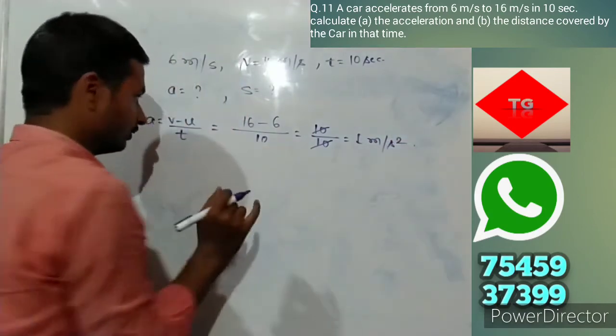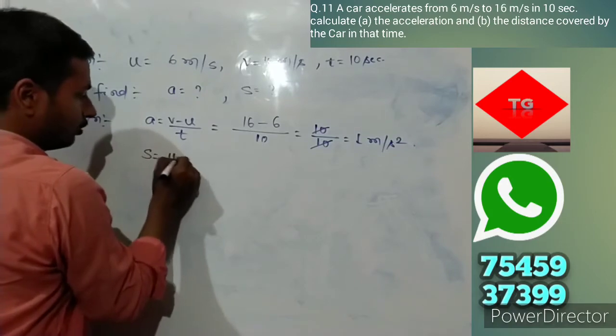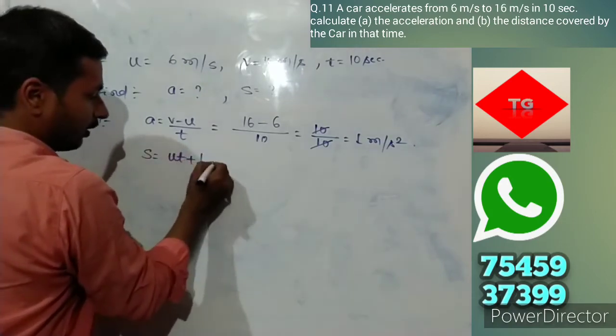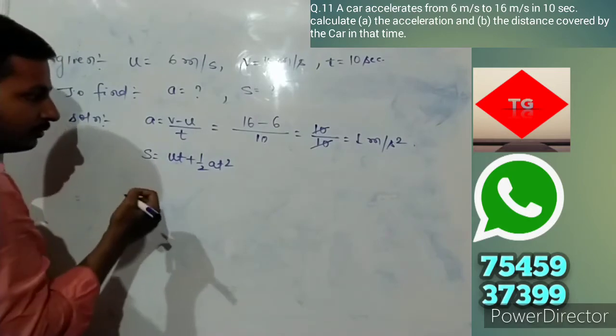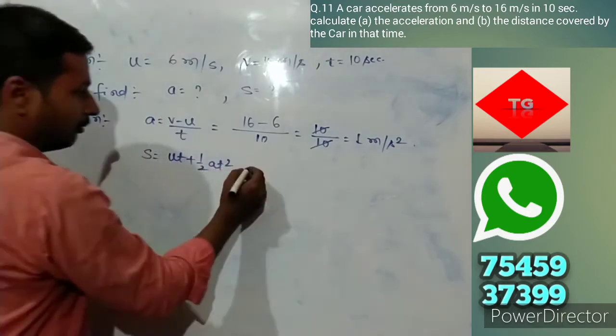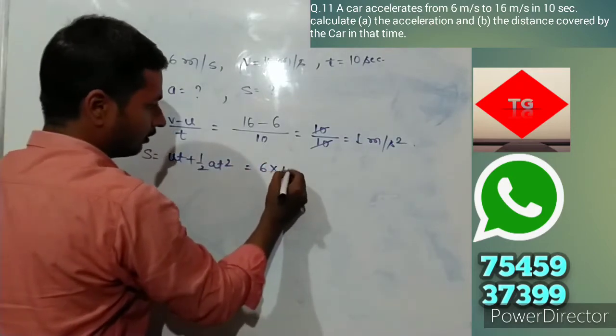And the distance is s equals ut plus half at square. You know the second equation of motion: s equals ut plus half at square. Here the initial velocity u is 6, and the time is 10, plus half.